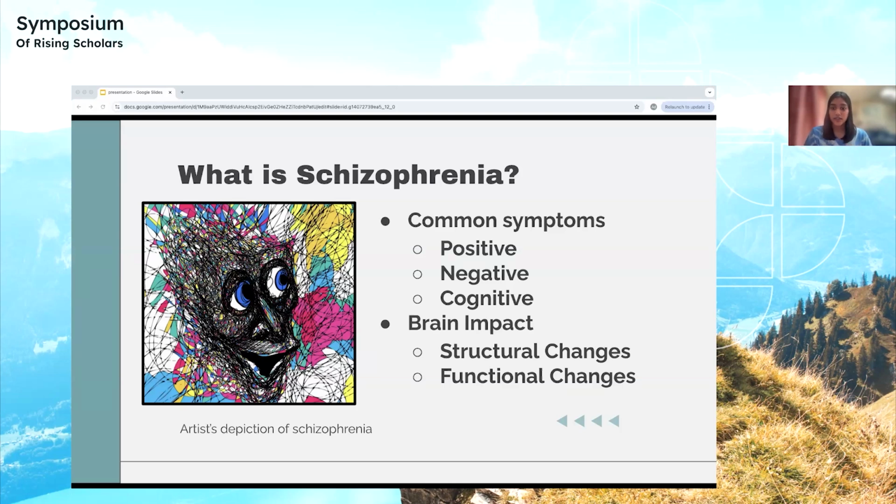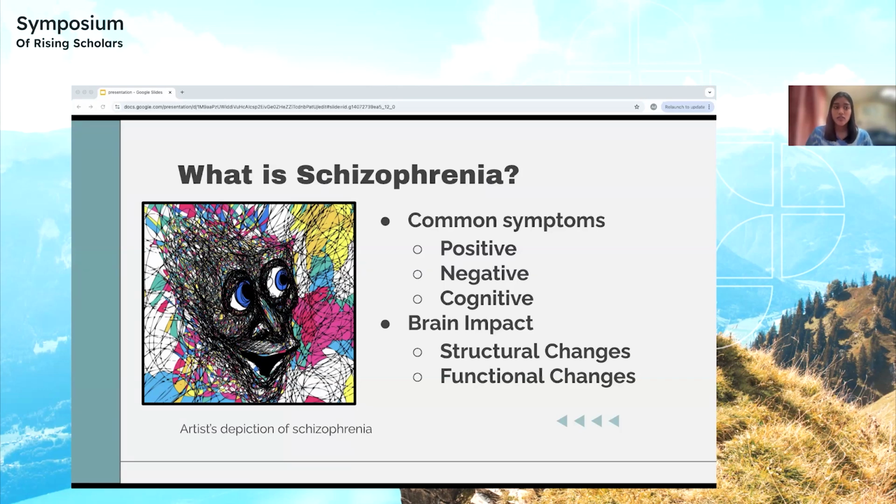And really, schizophrenia presents itself with three main categories of symptoms. Positive symptoms, which include hallucinations and delusions, basically distortions of reality. Negative symptoms are a lack of motivation, diminished emotional expression, and a withdrawal from social interactions. And cognitive symptoms affect memory, decision making, and processing speed, which makes daily life way more challenging.